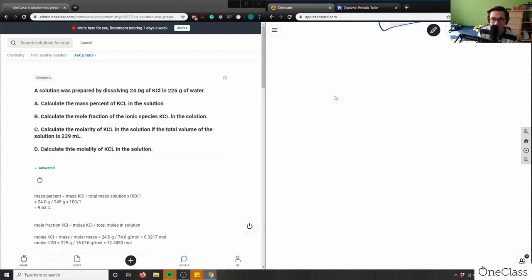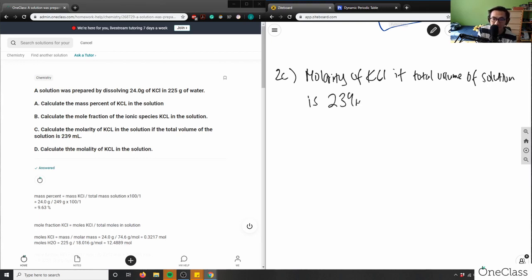And then 2C would be to calculate the molarity of KCl, right? So it says here, calculate the molarity of KCl if the total volume of solution is 239 milliliters. Okay, so that's what it's saying. So maybe take a moment to think about this, and then we will take it up together.